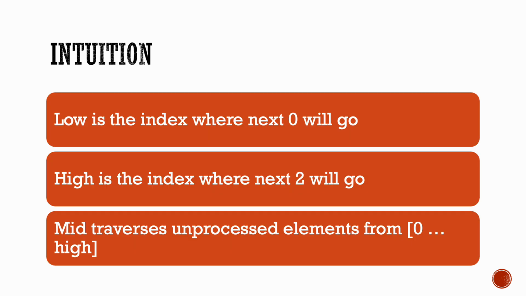So what was the intuition that we followed? Basically, low was the index where our next 0 would go. High was the index where our next 2 would go. And mid was traversing the unprocessed elements, starting from 0 till high inclusive.